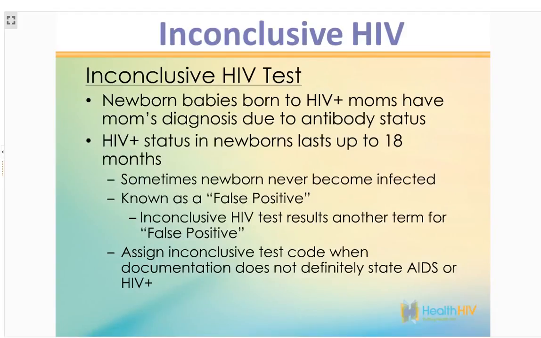Inconclusive HIV testing: typically newborn babies are born to moms that are HIV positive, and the babies may have the mom's antibody status, but they may not necessarily contract AIDS or the HIV infection. Sometimes these newborns never become infected, and this is known as a false positive or an inconclusive HIV test. So there is a code for that, and if you are in a practice where you're treating newborn babies, you would utilize the inconclusive HIV test code or the false positive code.